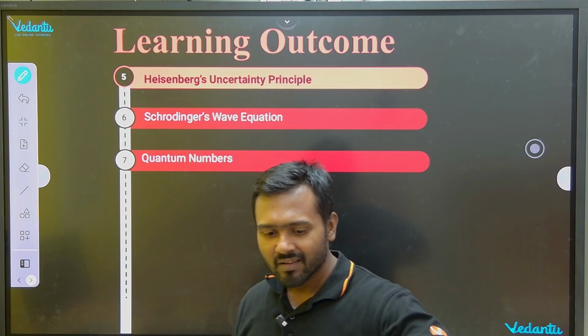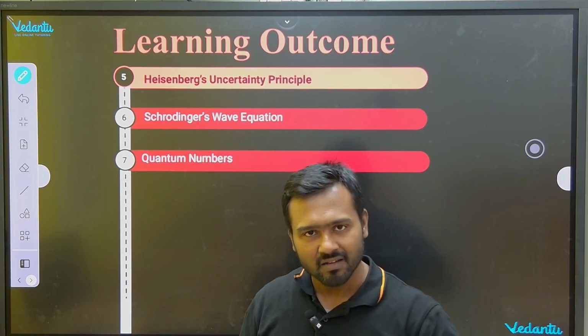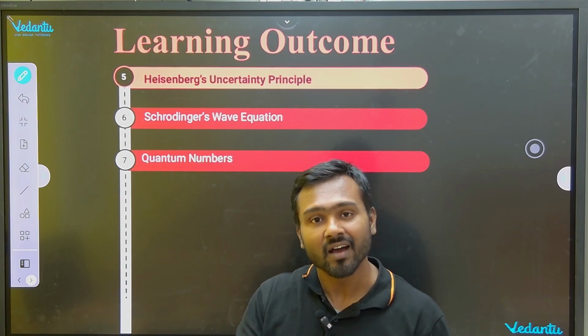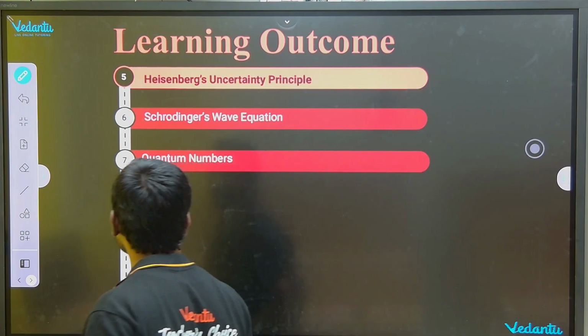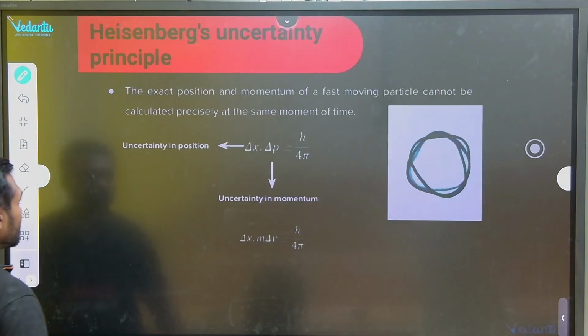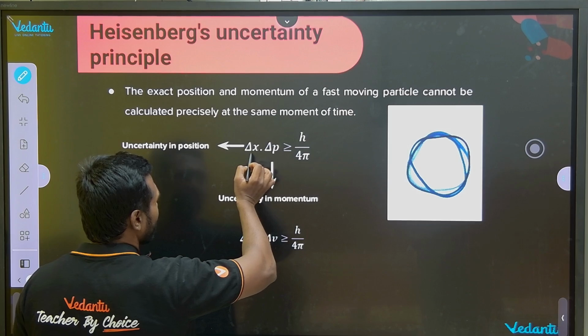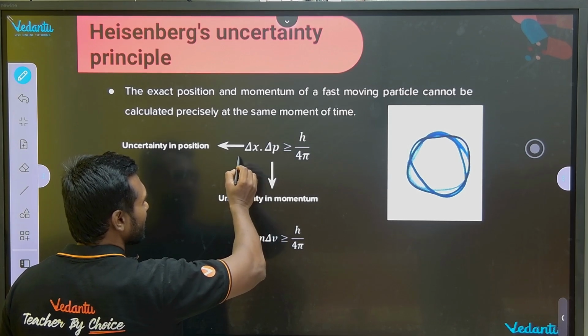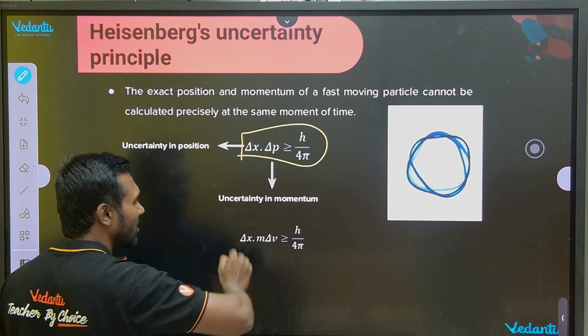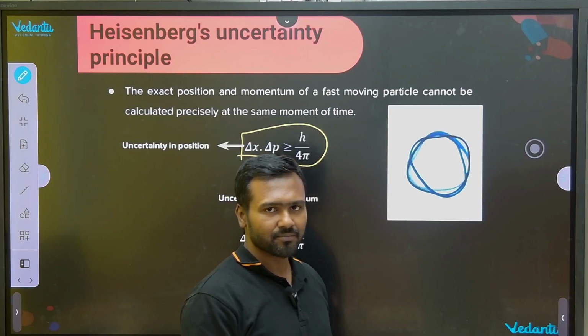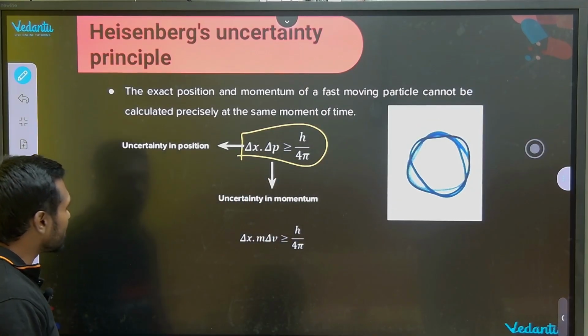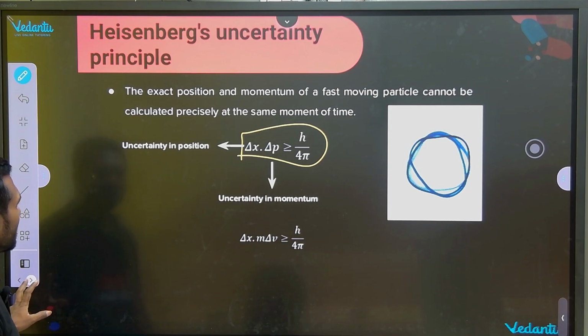So till here one story, from here another story. The formula: delta x, the uncertainty in position, times delta p, the uncertainty in momentum, is greater than or equal to h by 4 pi.